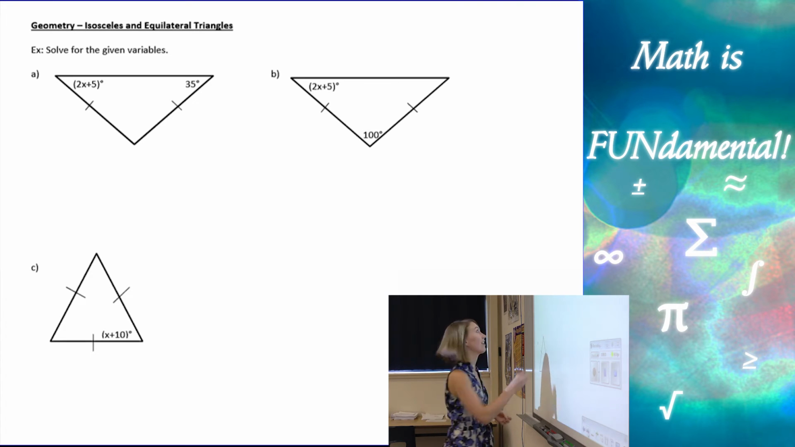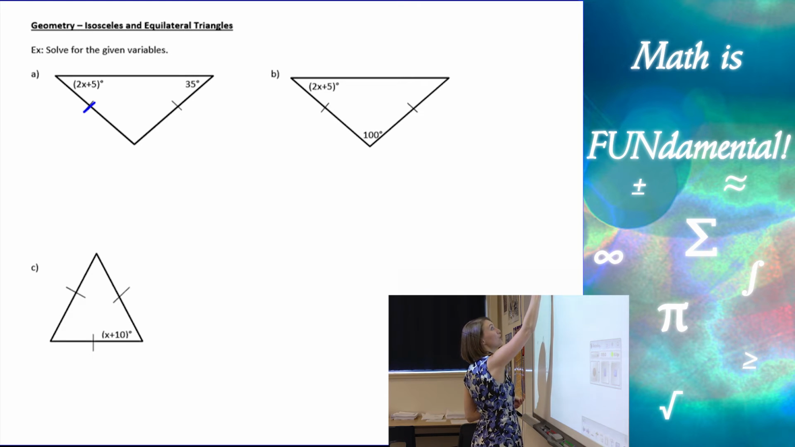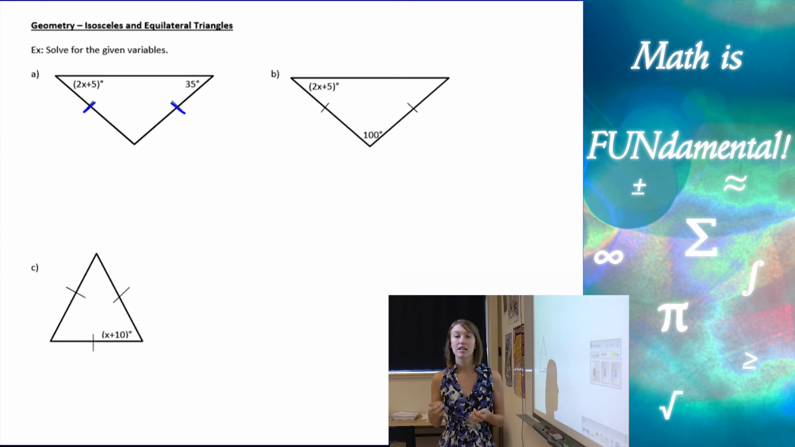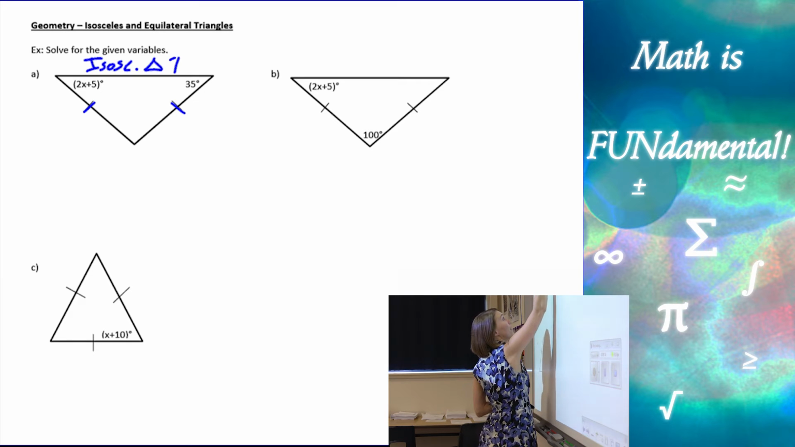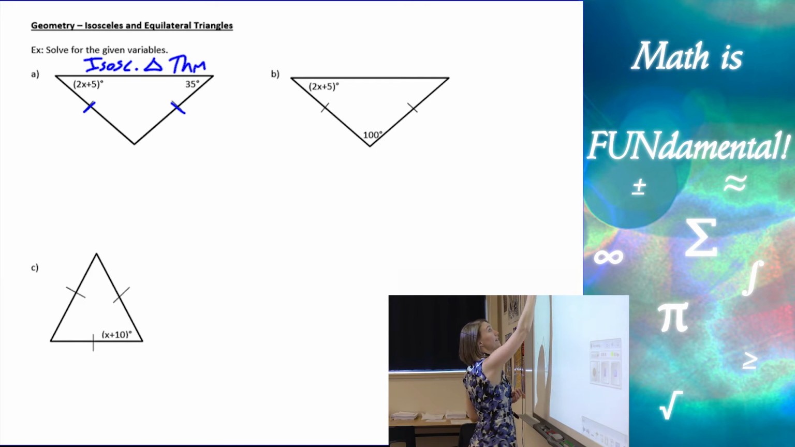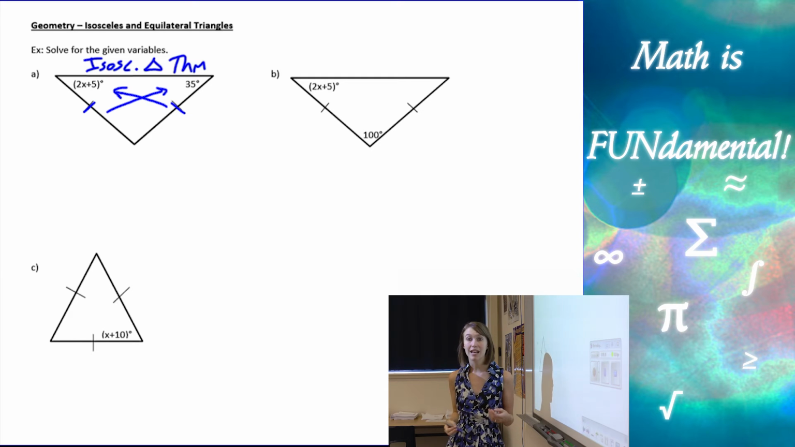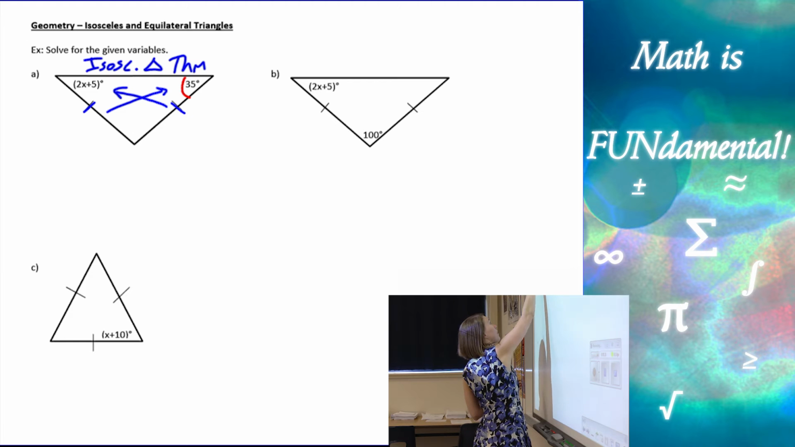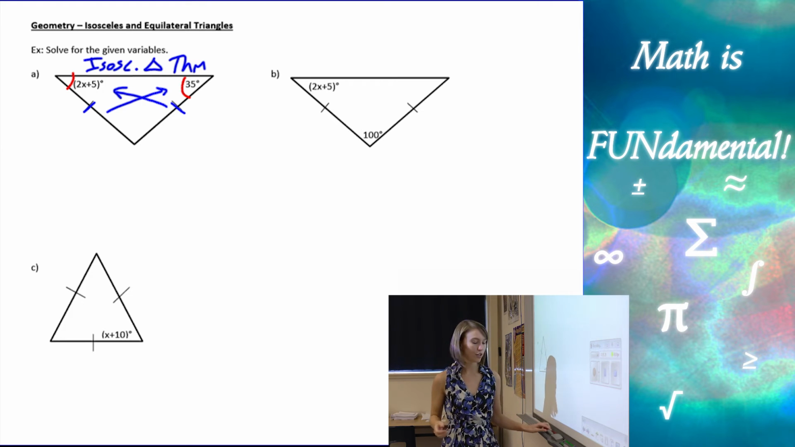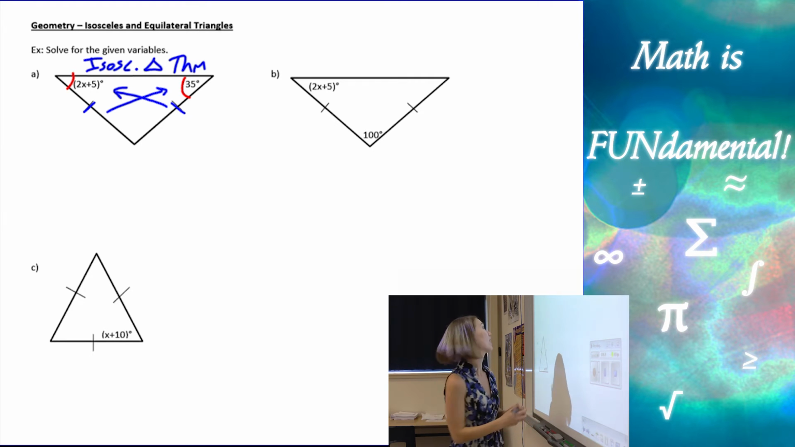So if we look at our diagram, our triangle, we have two congruent sides of our triangle. So it's an isosceles triangle. And if we use the Isosceles Triangle Theorem, we know that the angles across from those congruent sides have to be congruent to each other. So I know that these two angles have to be congruent, and I can use that to make my equation.